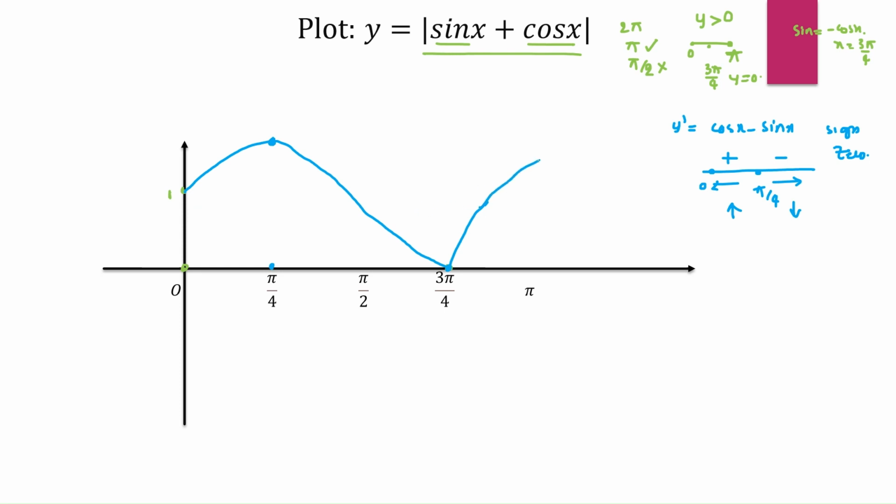The same thing is repeated again and again after pi, as it is a periodic curve. If you check the value of the function at pi, sin pi is 0 and cos pi is minus 1, and the mod of it is 1, so you can see that both values are the same. So this would be the curve, and this is how you plot the curve.